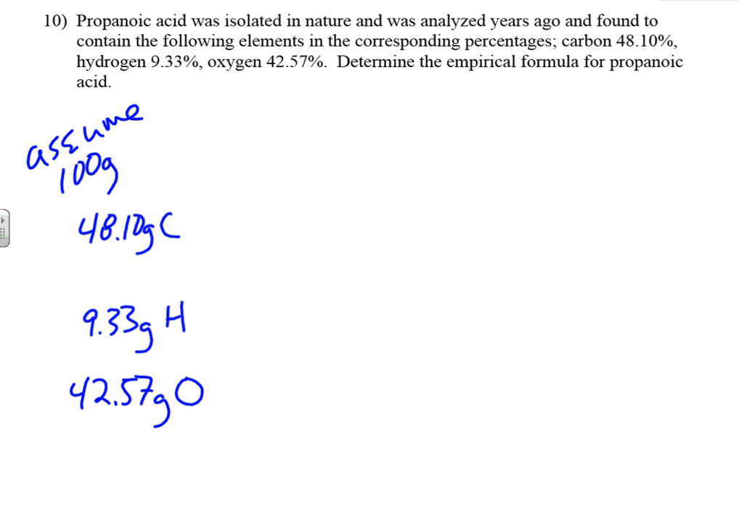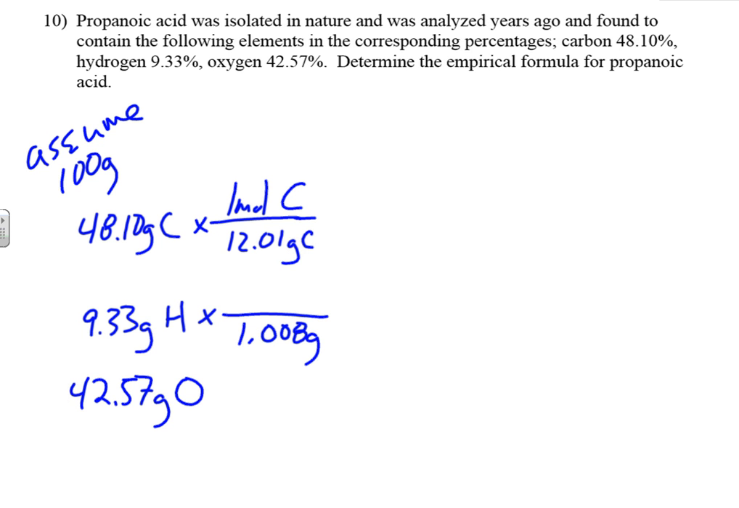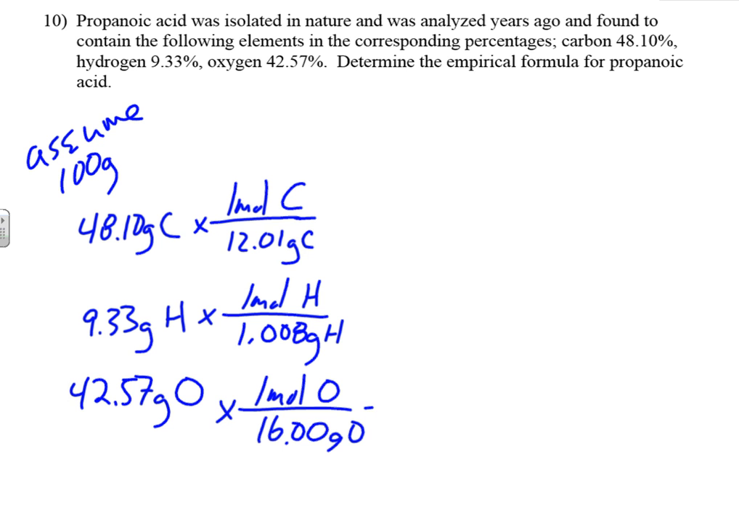And then, knowing ahead of time the flow of this, I'm going to go from grams to moles. So I'll use my periodic table and say that there's 12.01 grams of carbon for every 1 mole of carbon. So this is going to get me into my moles of each element. Hydrogen, 1.008 grams to 1 mole of hydrogen, and the oxygen, 16.00 grams of oxygen to 1 mole of oxygen. So we'll go ahead and figure out the moles of these.